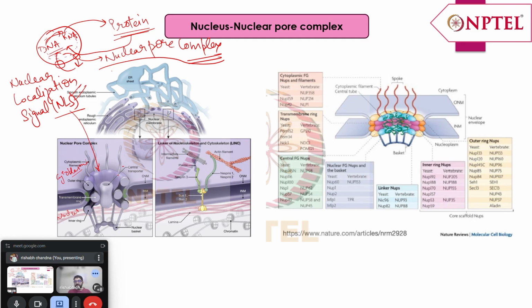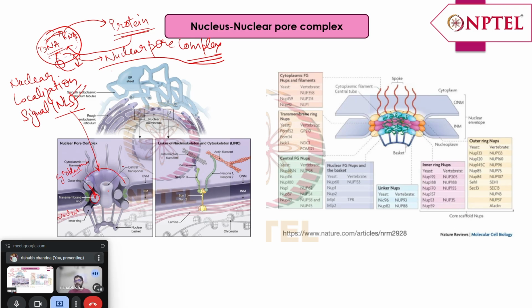So, first I'll talk about the pore part, that is actually a hole that is made in the nuclear membrane. This pore is actually surrounded by an outer ring, okay, that creates a pore in the nuclear membrane. Then we have a part of the same ring, the transmembrane ring, that is present in the membrane region.